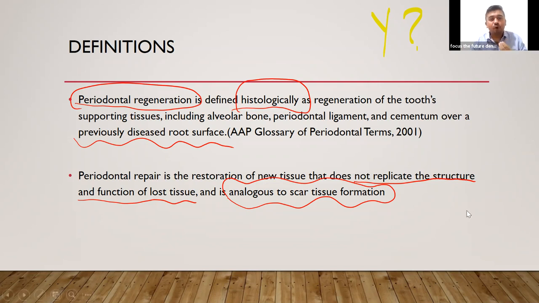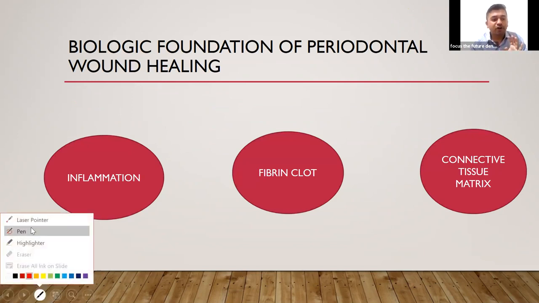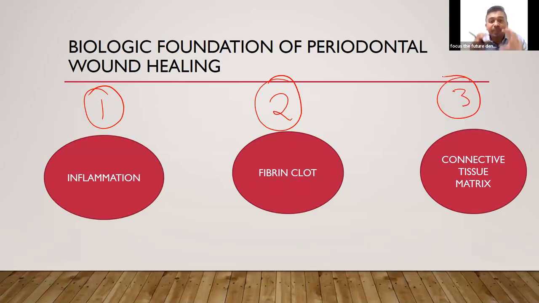Okay. Now, what is the biological foundation of your periodontal wound healing? Three things will occur. First, at that site, you will have inflammation. Then formation of a clot. And the third one, formation of your connective tissue matrix, from which new cells will come and form structures there.